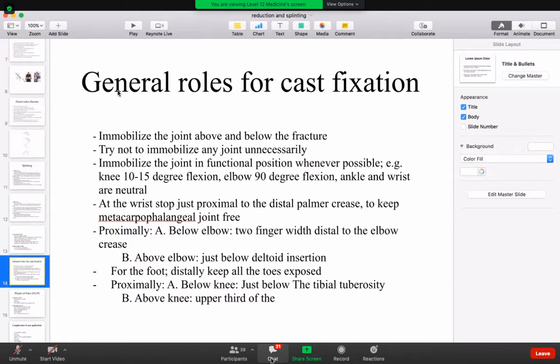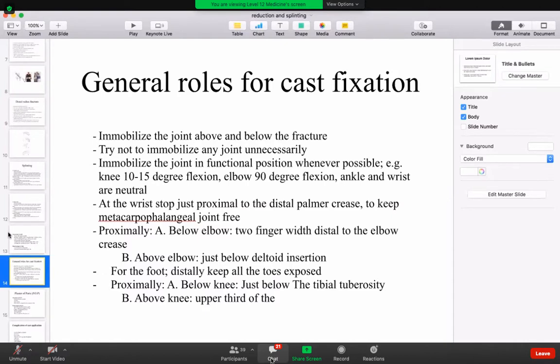General rules for cast fixation. This is very important. You have to understand this. So when you have a fracture, you have to immobilize a joint above and a joint below to have better stability. Try not to immobilize any joint unnecessarily because that will cause unnecessary stiffness.